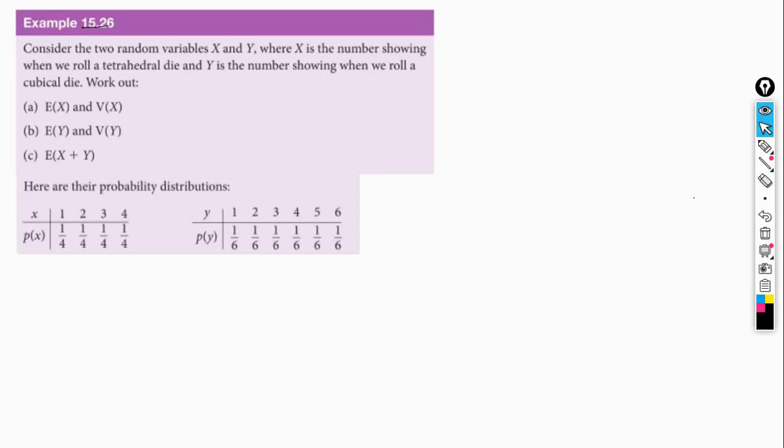So here we have the probability distributions for x and y. So tetrahedral means four sides. That's why we have four possible outcomes, and each has a probability of 1/4. And then the cubical die is the one with six faces, so six possible outcomes with a probability of 1/6 for each. Okay, so you guys already know how to find the expected value and the variance, so you should work it out on your own.